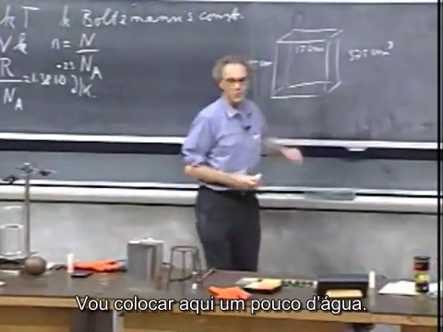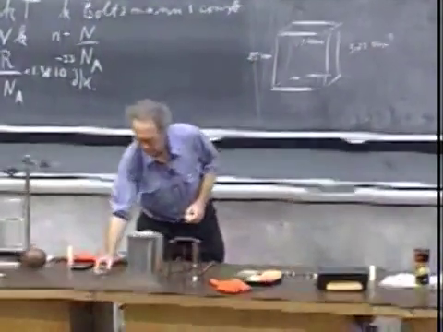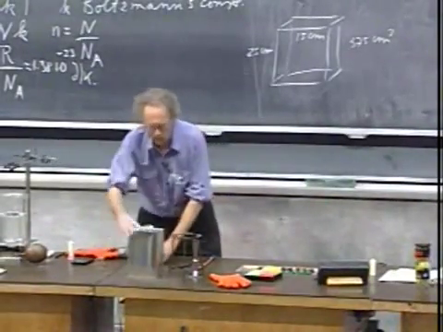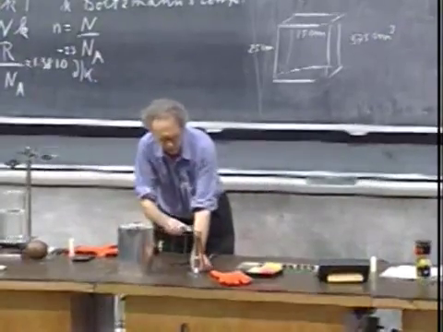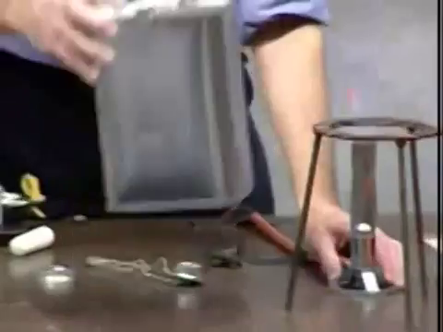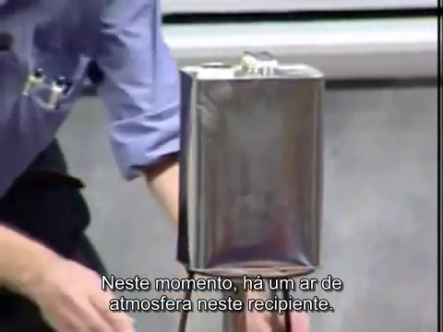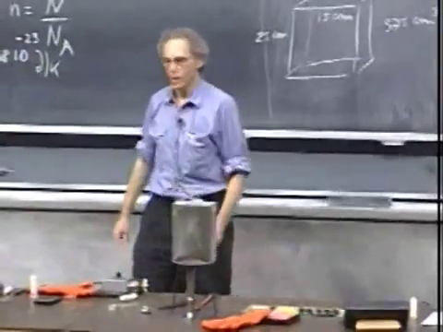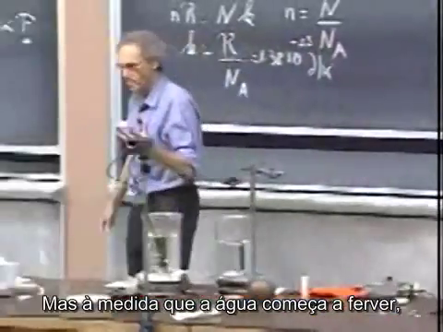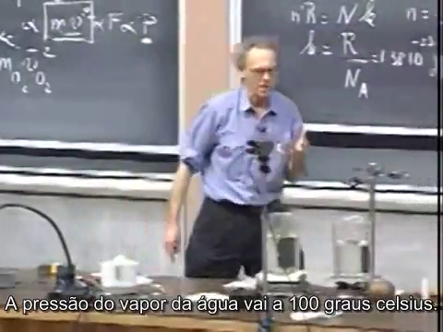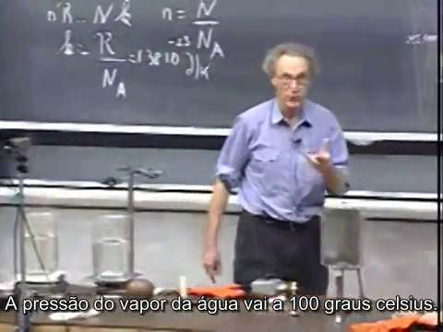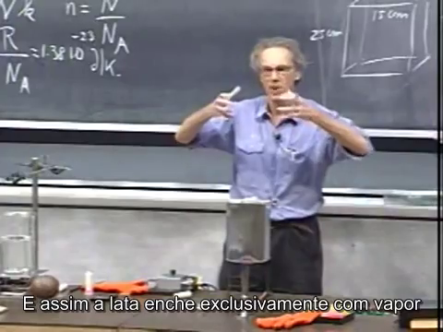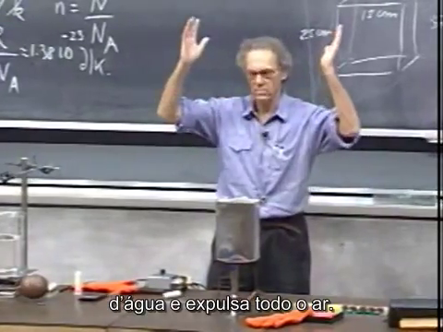I'm going to put in here a little bit of water. Here's a little bit of water. There it goes. And I'm going to bring this water to a boil. At this moment, there is one atmosphere air in that can. But as the water starts to boil, the vapor pressure of the water at 100 degrees centigrade becomes one atmosphere. And so the can fills exclusively with water vapor and drives out all the air.